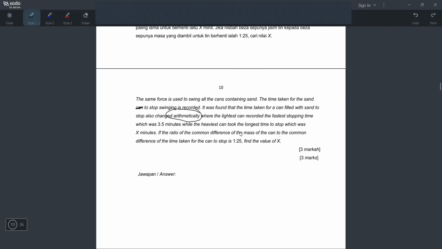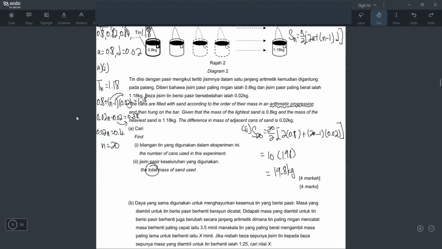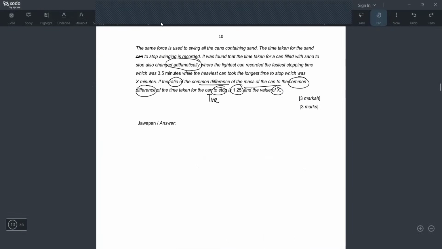If the ratio of the common difference of the mass of can to the common difference of time taken for can to stop, maksudnya time lah, is 1:25. Find the value of X. Okay, now we cannot use this progression already. This progression is for mass, right? We have to form another progression for time.